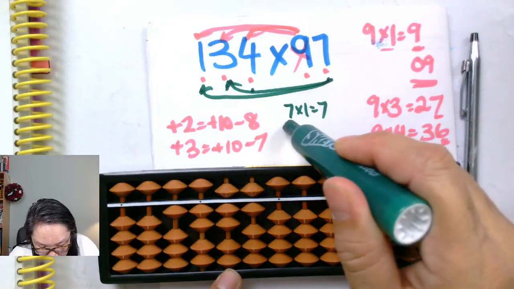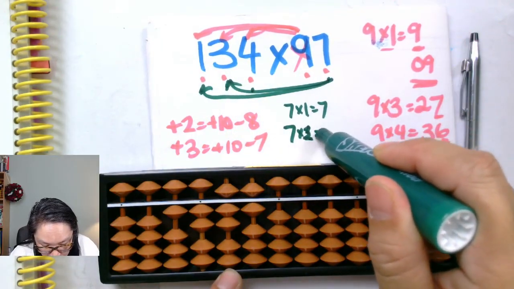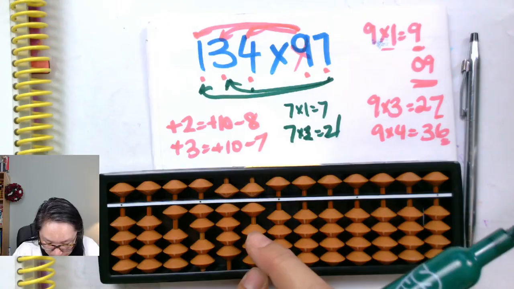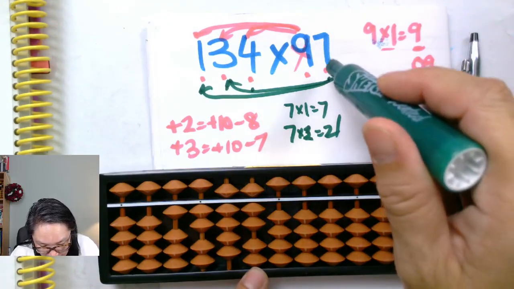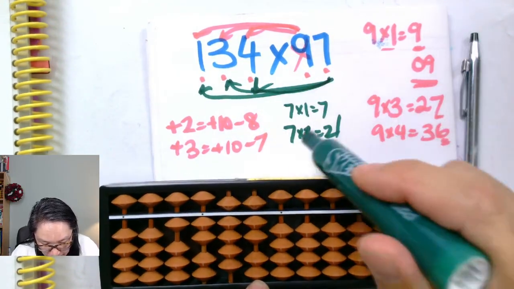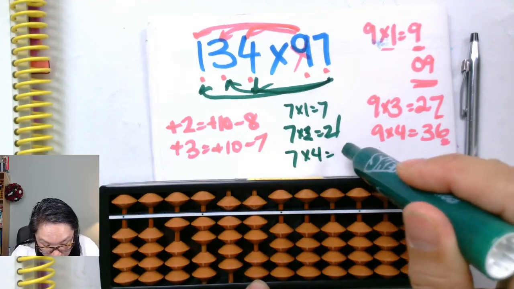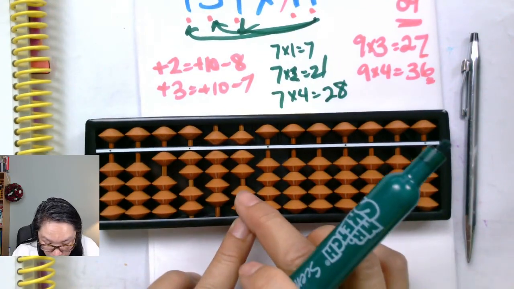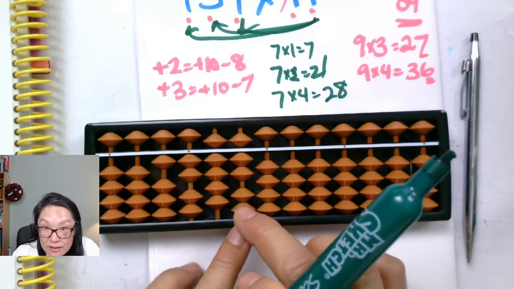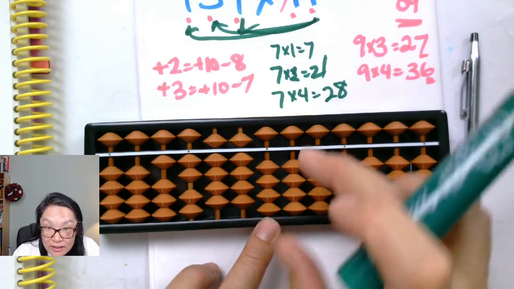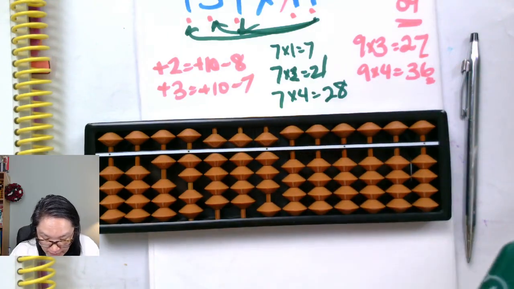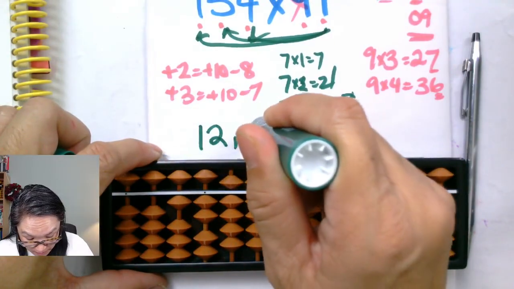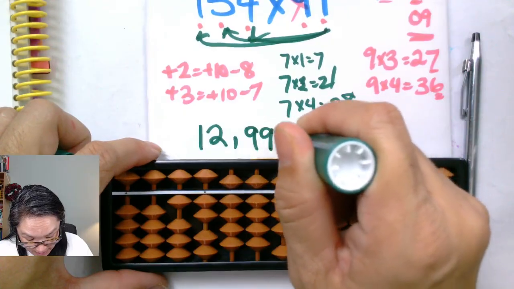7 times 3 is equal to 21. I add my 2, I add my 1. 7 times 4. 7 times 4 is 28. I add my 2. Is there enough? Yes. I add 2. I add 8. So my final answer is 12,998.